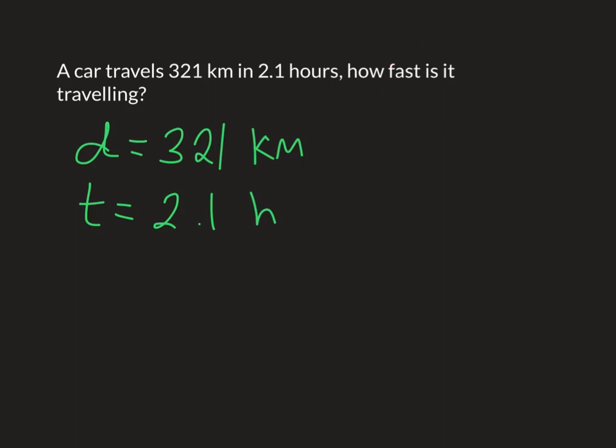So the next step of the GRASP method is to write down what we require. What are we looking for? What are the things we don't know? So here the thing that we don't know is our speed. That's what we're trying to solve for.